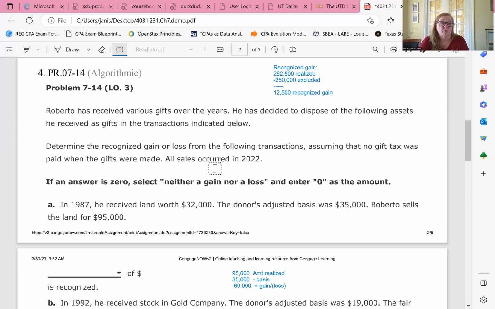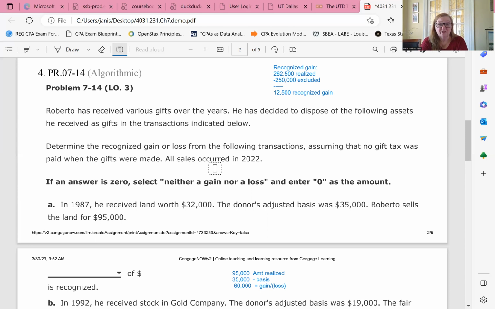So what we're going to do is go by the rule that says if the fair market value exceeds the donor's basis, then for the donee, the recipient, we will use the same basis as in the hands of the donor. These four problems show you some different scenarios.